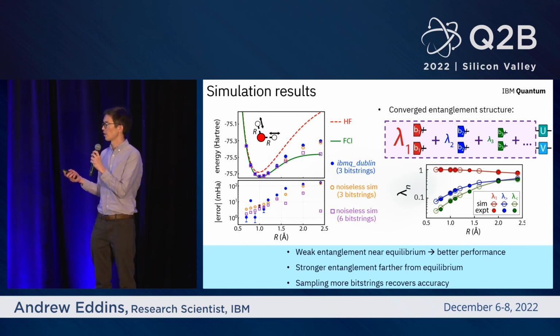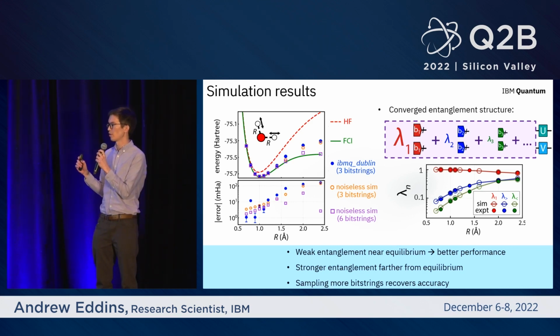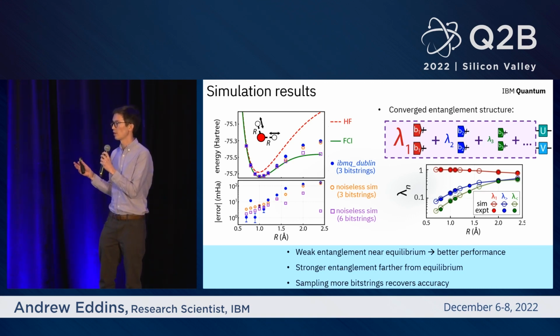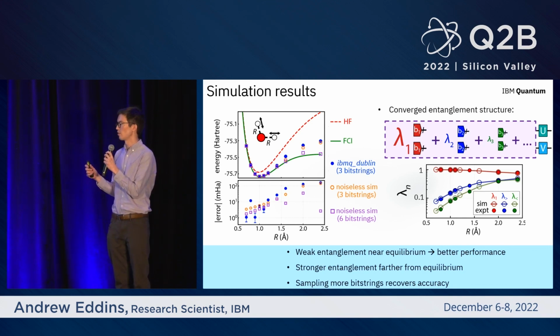We also are near equilibrium. If we zoom in on that region near the minimum of that potential curve, we see the error in the lower plot is typically on the order of 1 to 10 millihartrees. So we're obtaining good accuracy in that regime. As we stretch the molecule, we see the accuracy degrade, increasing from order 10 to order 100 millihartree, again, on that lower left plot.